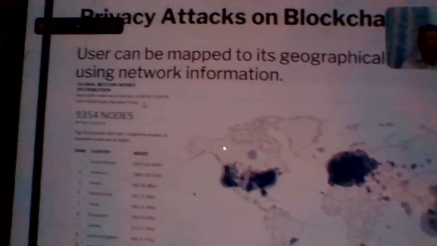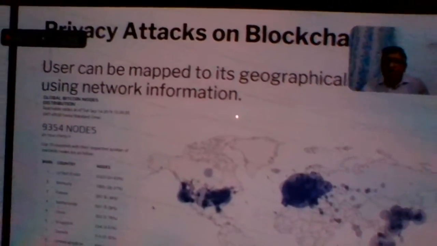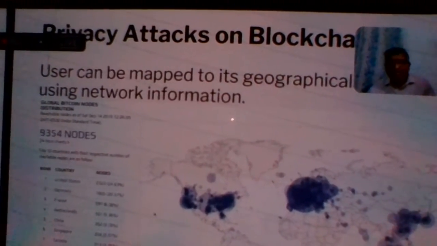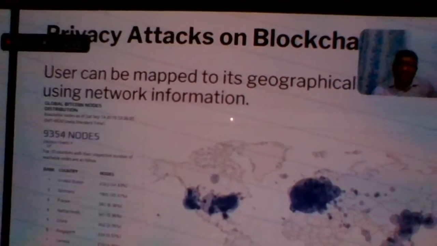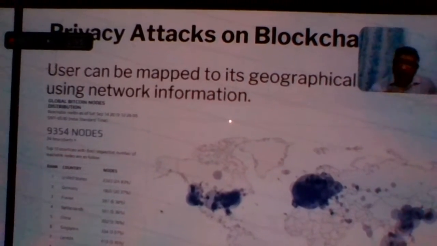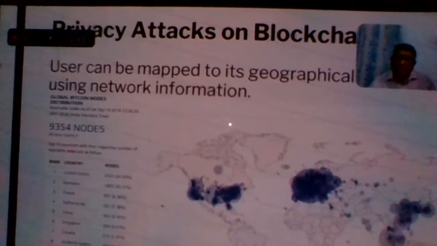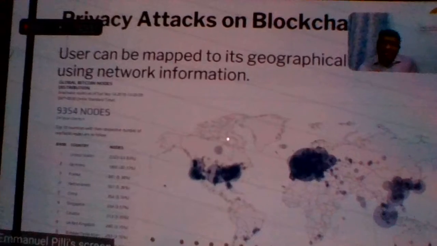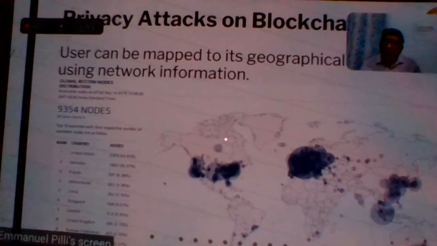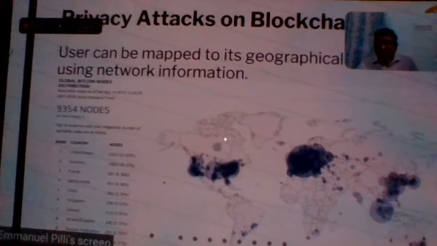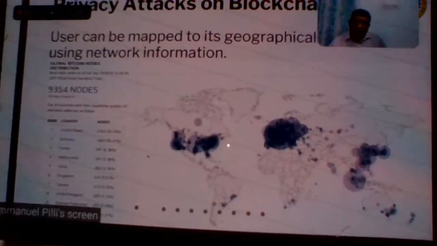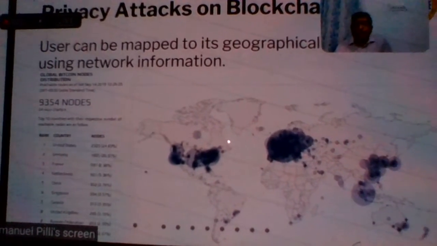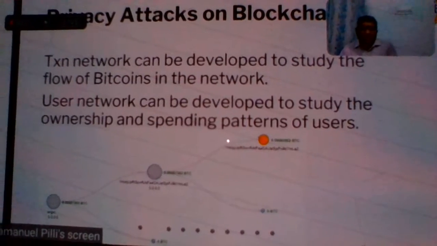This must be September 14, 2019. They found that most of the Bitcoin nodes are available here. By country, these are the countries which are actually operating, and about 9,054 nodes were active at that point of time, switched on, right? So like that, this kind of network can be created. So it's a privacy issue. Actually, we are able to identify in which geographical locations people are mining. If you drill down once you go to the United States, you may get different locations. So though we don't know who the individual is, we know from where he is operating.